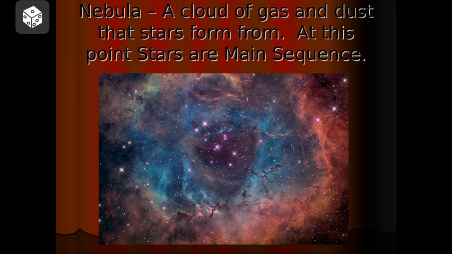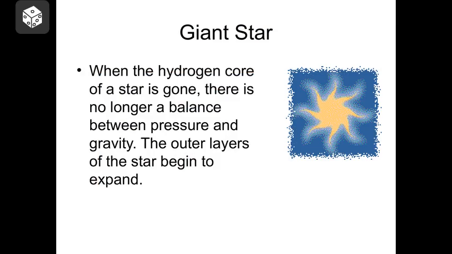Our star, our sun, is thought to be about halfway through its life cycle. It's used about half of its fuel. So what's going to happen to it in about another 6 billion years when it starts to run out of fuel? Well, at that point, our sun is going to be a giant star. When the hydrogen starts to run out, and hydrogen is what our sun uses to make its heat and energy, there's no longer a balance between pressure and gravity. The outer layers of the star start to expand.